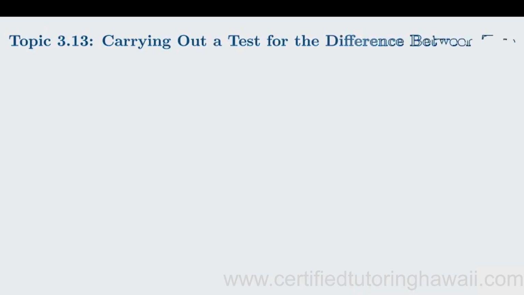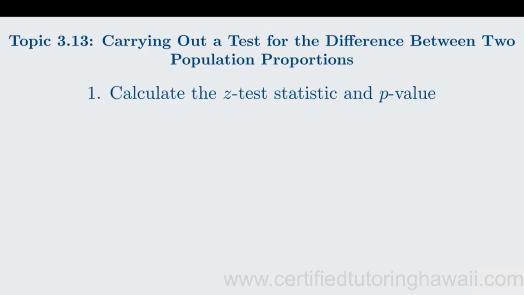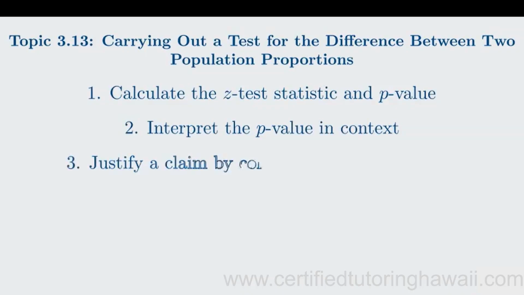Welcome to AP Statistics. Today, we are focusing on topic 3.13, carrying out a test for the difference between two population proportions. Our learning objectives are to calculate the z-test statistic and p-value, interpret the p-value in context, and justify a claim by comparing the p-value to alpha.